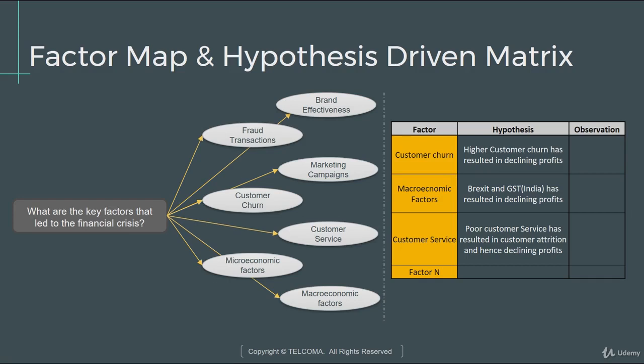So this is where we go back to the same question exercise. You start with the question, what happened? You try to understand why did it happen, and then when will it happen again, or now what, so what. So this part, the factor map and the hypothesis-driven matrix together, combine and give you answers to why did it happen, right? We have still not reached now what, so what, or when will it happen. We're still in the inquisitive phase.